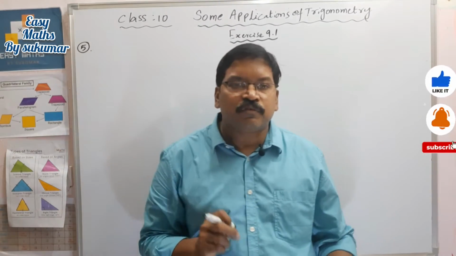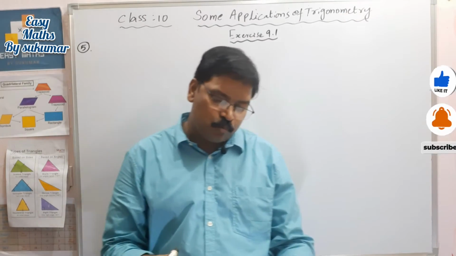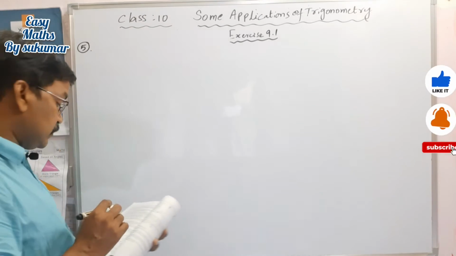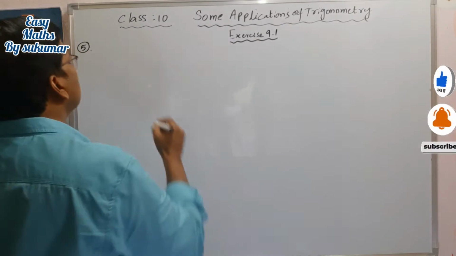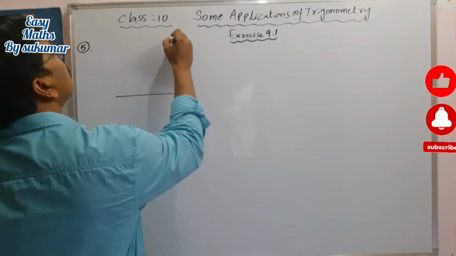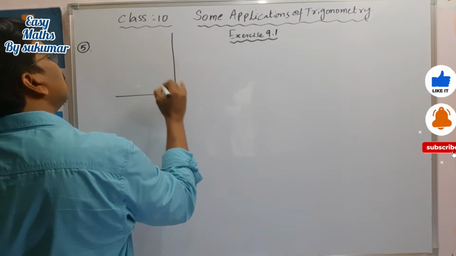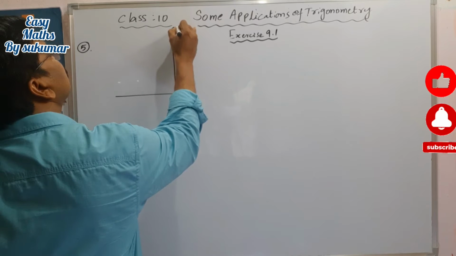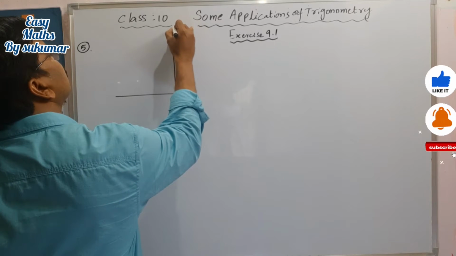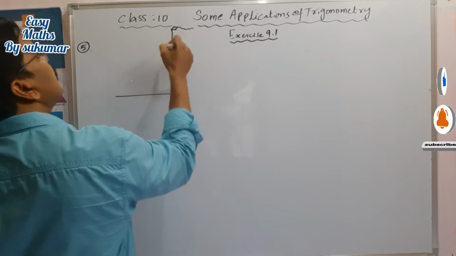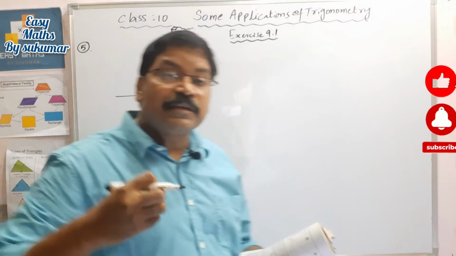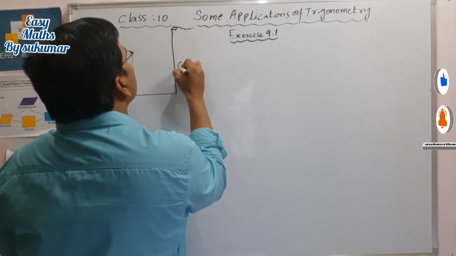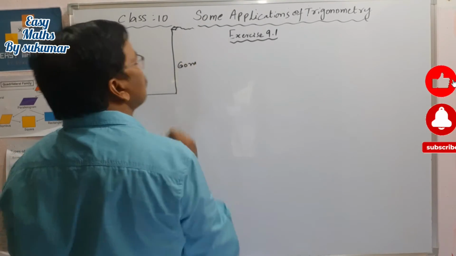Coming to the fifth question in exercise 9.1. A kite is flying at a height of 60 meters above the ground. Just imagine this is the ground and this is the height of the kite. Here there is a kite. So the kite is flying at a height of 60 meters from the ground.